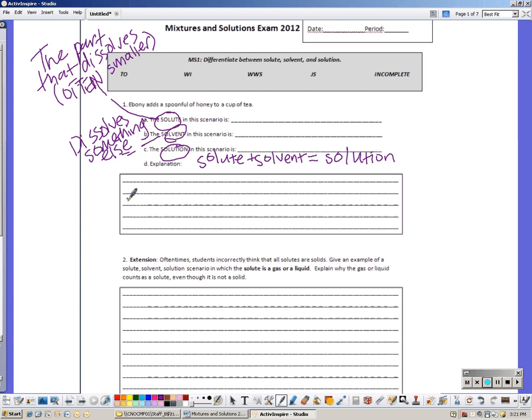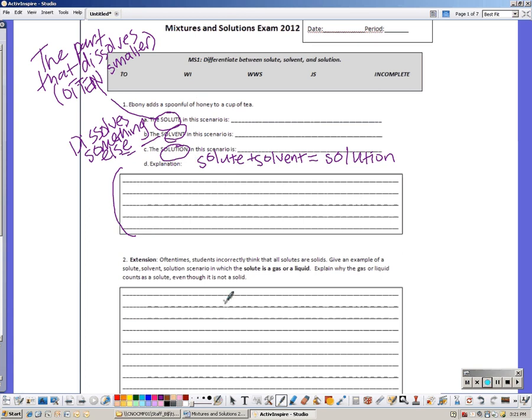In the explanation, I just want you to explain how you identified the solute, solvent, and solution. Giving me the definition of each would be okay. This is your way to prove to me that you didn't just guess for these identifications up here.